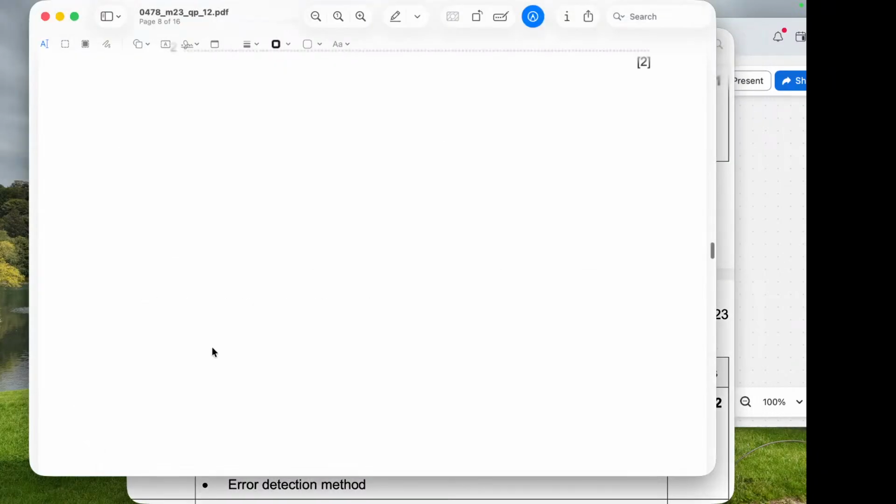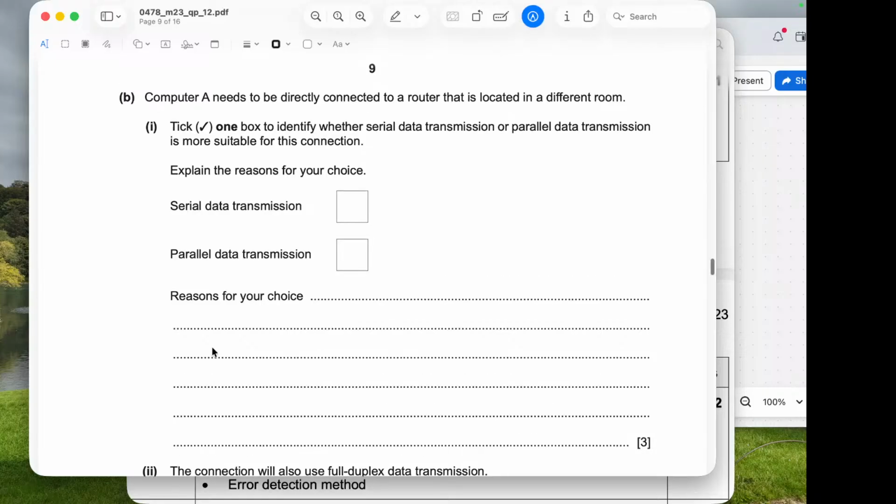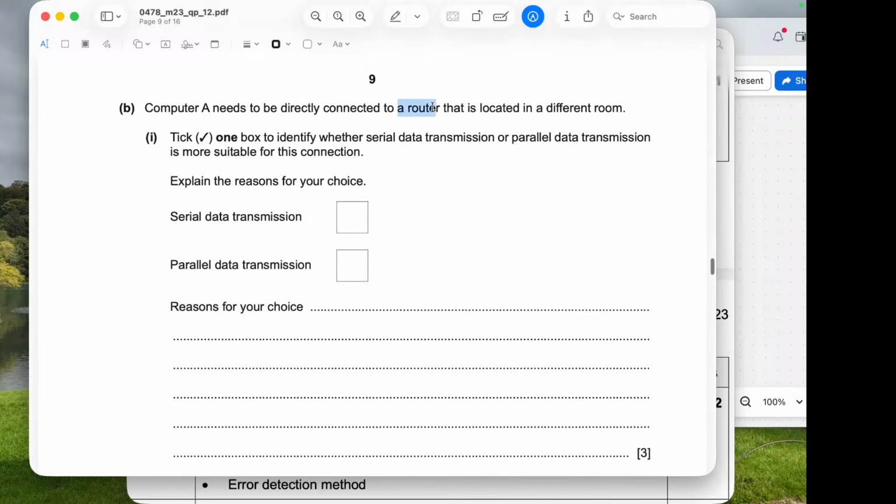Okay, next question. Computer A needs to be directly connected to a router that is located in a different room. Tick one box to identify whether serial data transmission or parallel data transmission is more suitable for this connection. So it doesn't say how far. So I'm guessing you can pick either serial or parallel. You just got to justify it. It doesn't matter because they don't tell you how far the room is.